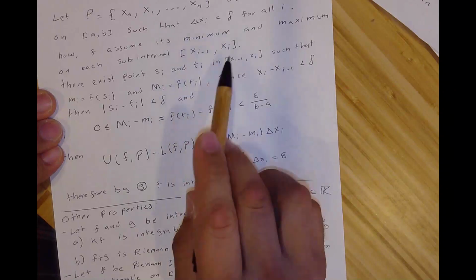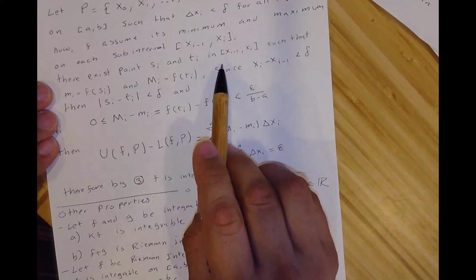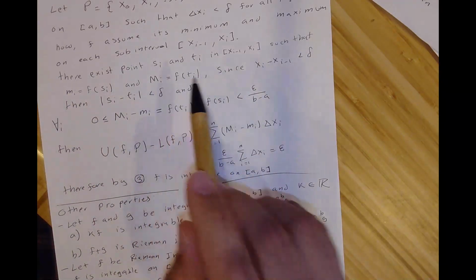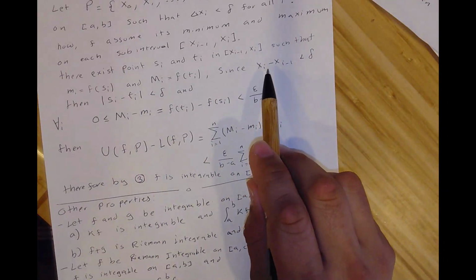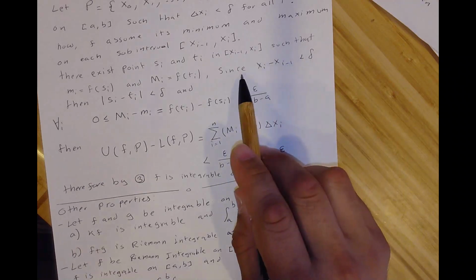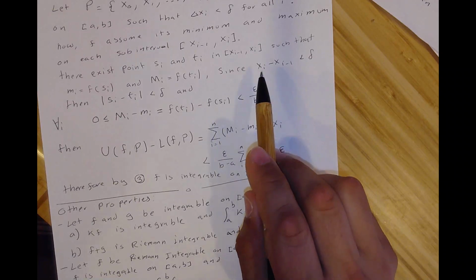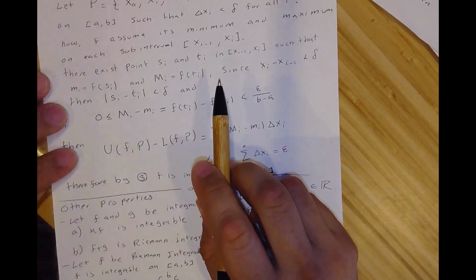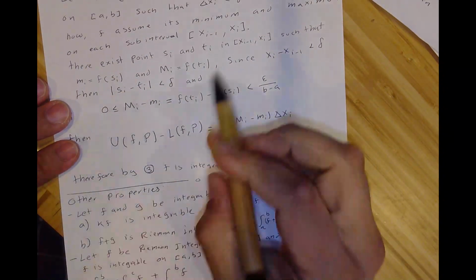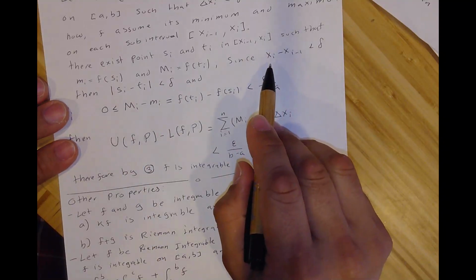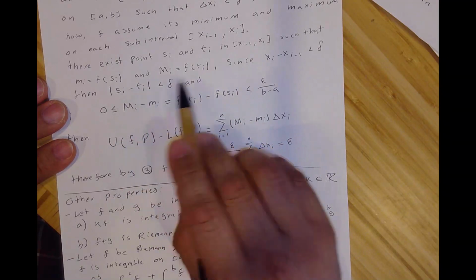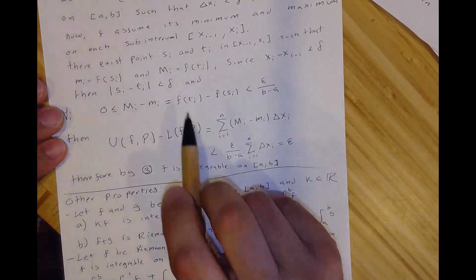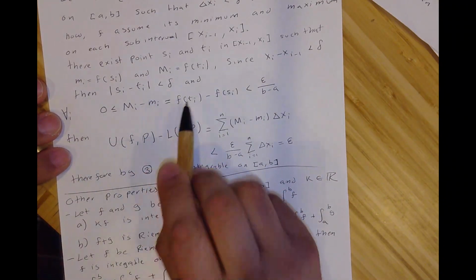It's either at the extremes or in between. There exist points si and ti in the subinterval such that the evaluation at si gives the minimum and the evaluation at ti gives the maximum, and that is by definition. Then, we know by assumption that the distance between the points of the subinterval is less than delta. We can also say that the difference between the maximum and minimum is less than delta, because even if si and ti are the extreme values, in the worst case they will be the same as this, which is already defined as less than delta. So the absolute value of the difference is also less than delta.